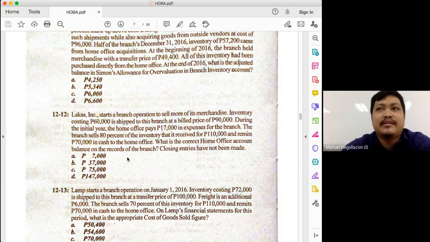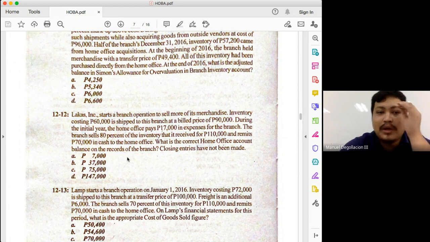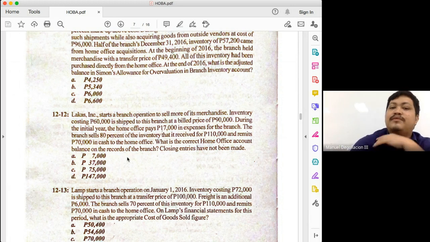Okay, and that matters because we know that profit will increase the reciprocal accounts while branch loss will decrease the reciprocal accounts. The answer would be different if closing entries have already been prepared, because that means you will have to add the profit or deduct the loss in trying to determine the balance of your reciprocal accounts, your home office account or your investment in branch. Now, what is asked in problem 12-12? Again, very similar to one problem we discussed in chapter 11. Okay, so the primary difference here is that the question is to determine the balance of the home office account.